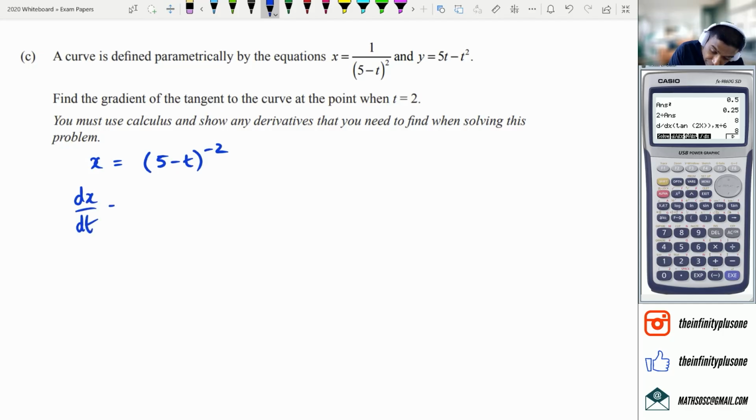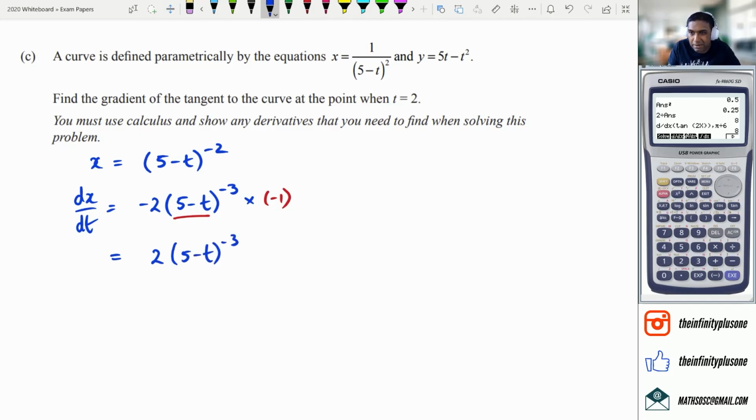So dx dt is equal to negative 2 multiplied by 5 minus t. Now negative 2 minus 1 is negative 3. And of course I've got to multiply by the differentiation of 5 minus t, which is negative 1. Simplifying this, I'm going to get 2 times 5 minus t to the power of negative 3. Considering that this is one of those cross multiplication questions, I don't really want to deal with negative powers. So I'm going to bring it to the denominator and make it positive 3. So that's my dx dt complete.